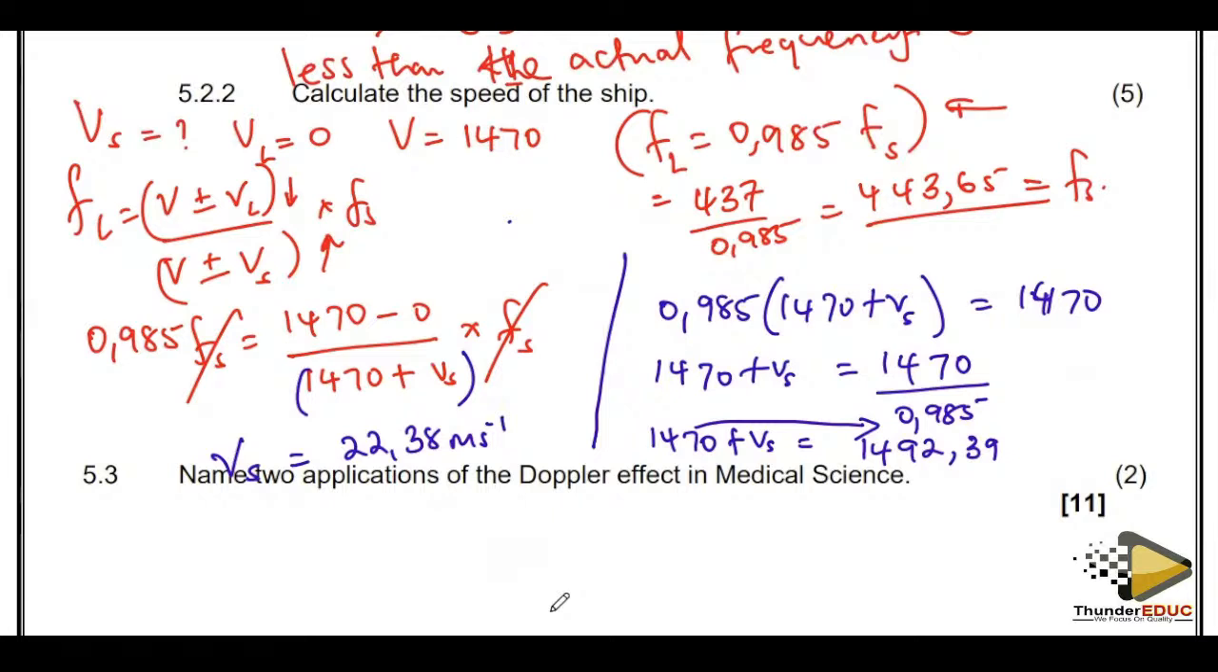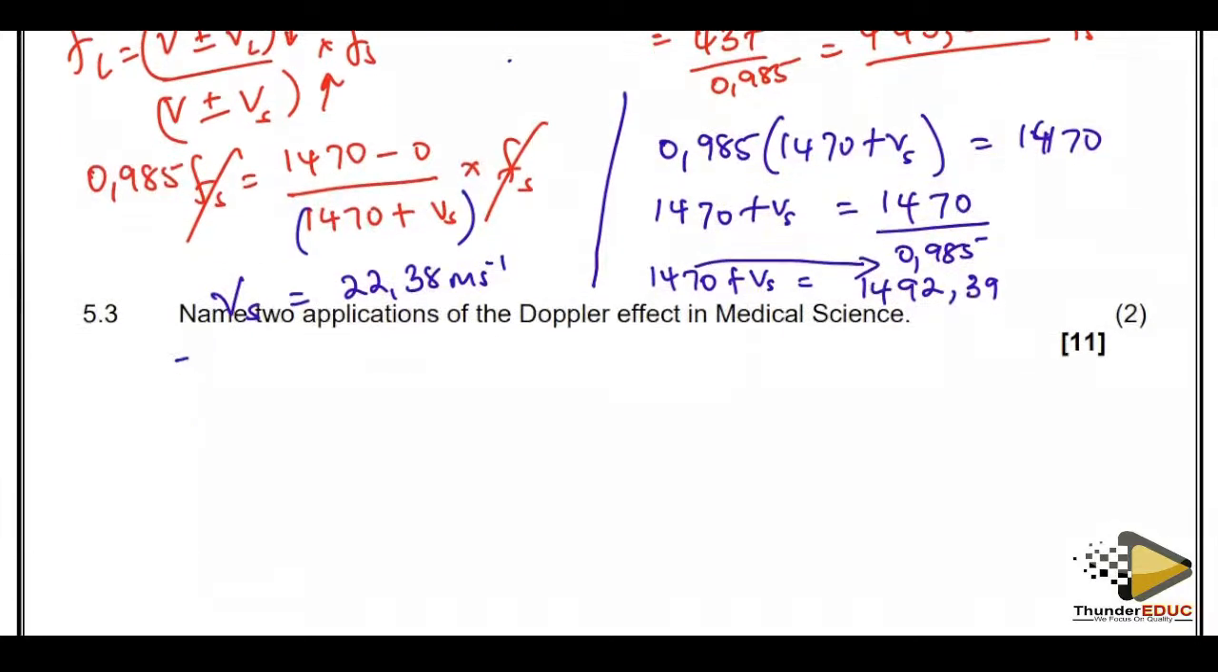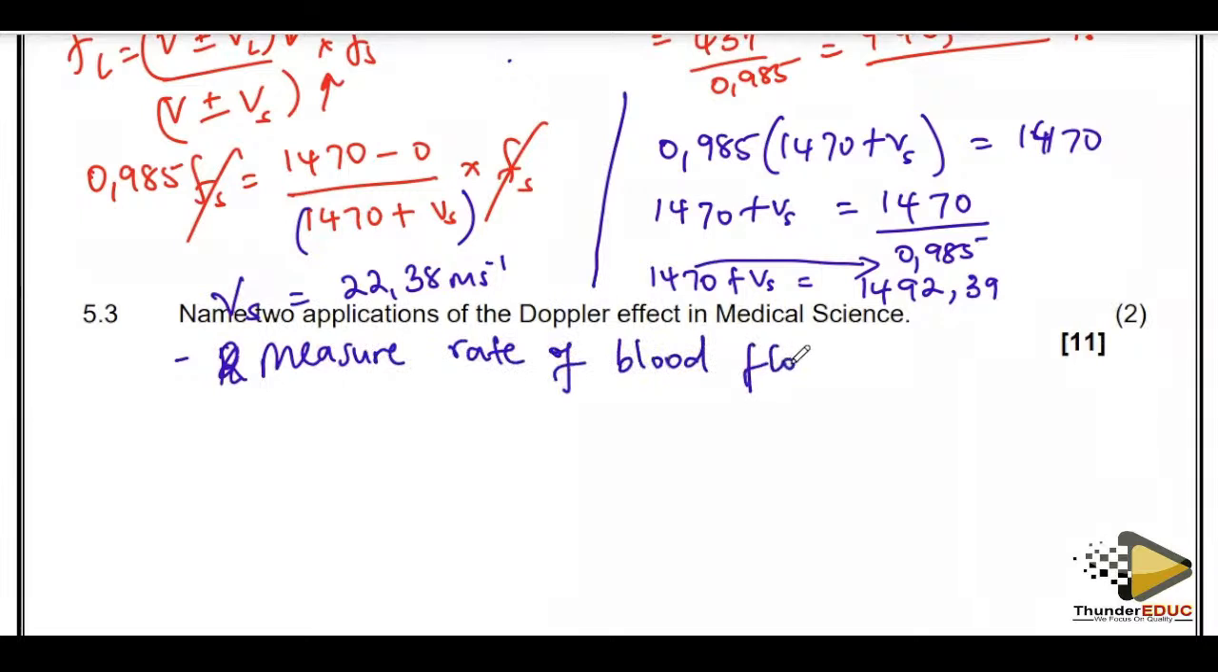Then 6, next 5.3. Name 2 applications of Doppler effect in medical science. In medical science, so where do we use it? Remember we said to measure the rate of blood flow.